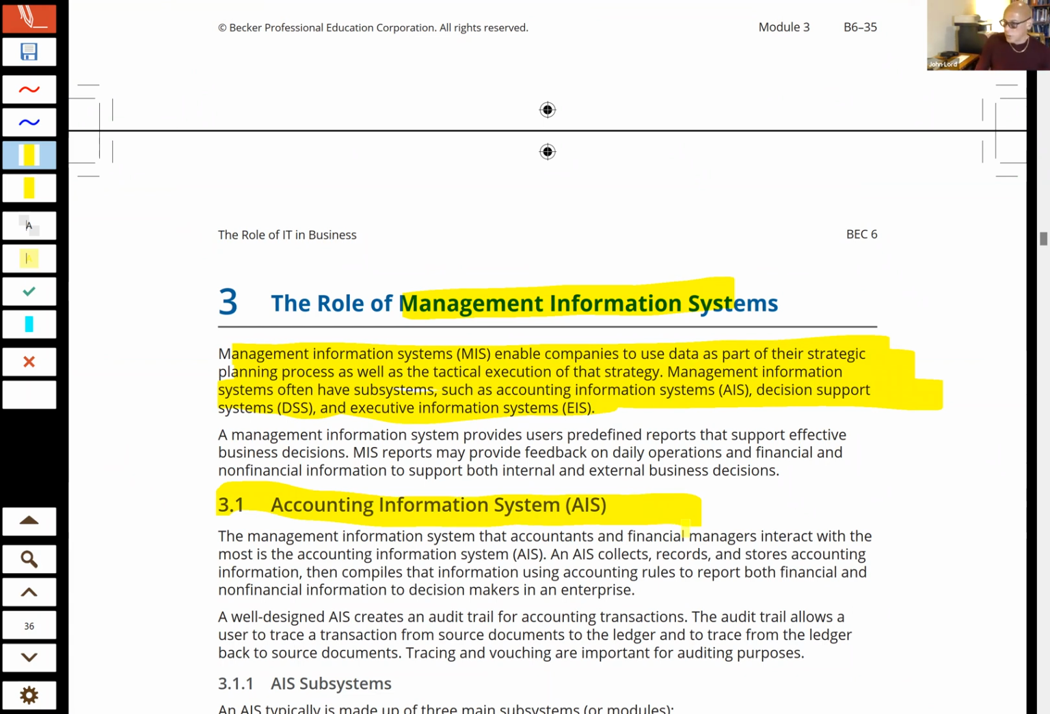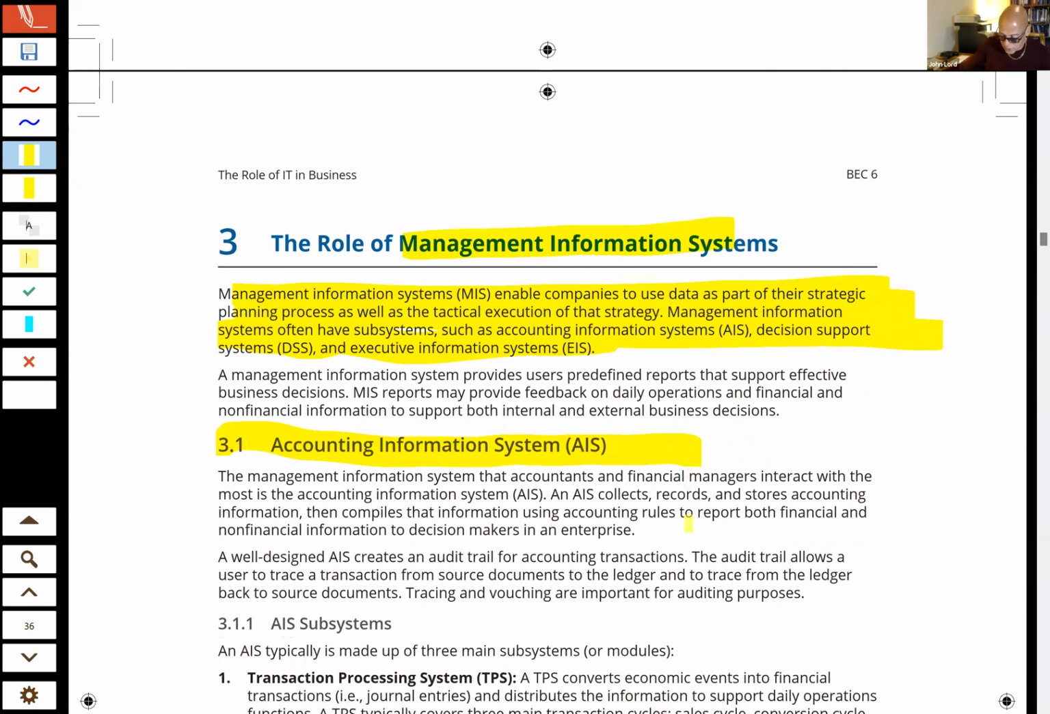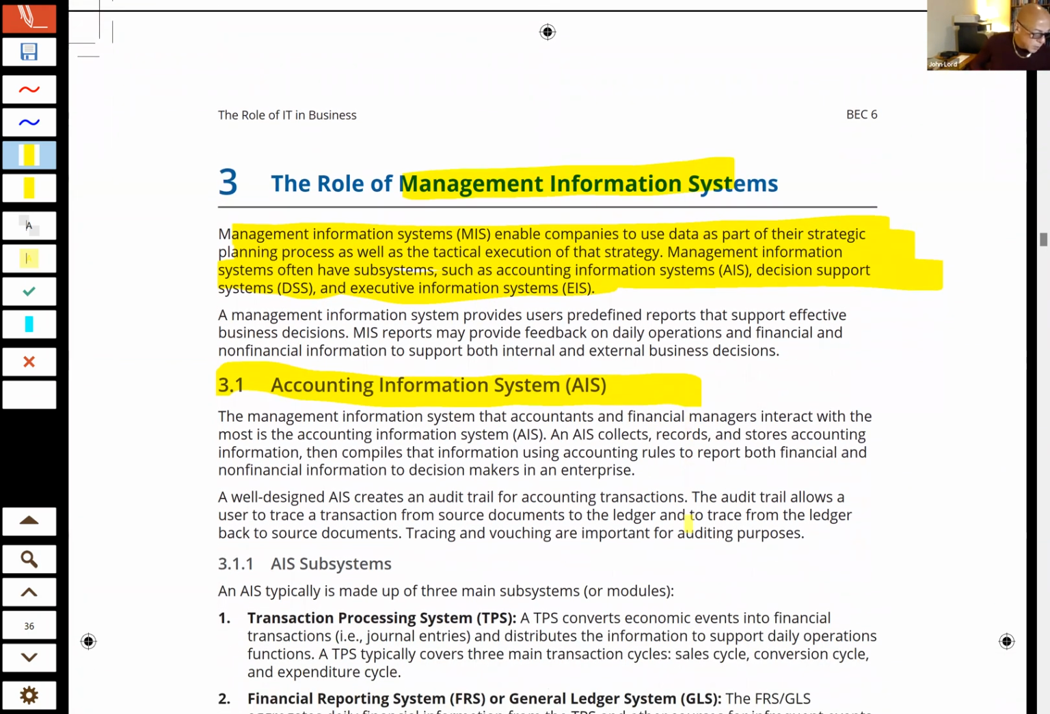Even though we're kind of in the weeds of IT stuff here, we want to make sure we understand the accounting information system. So you can see here that the accounting information system collects, records, stores accounting information, then compiles that information using accounting rules to report both financial and non-financial information to decision makers in an enterprise.